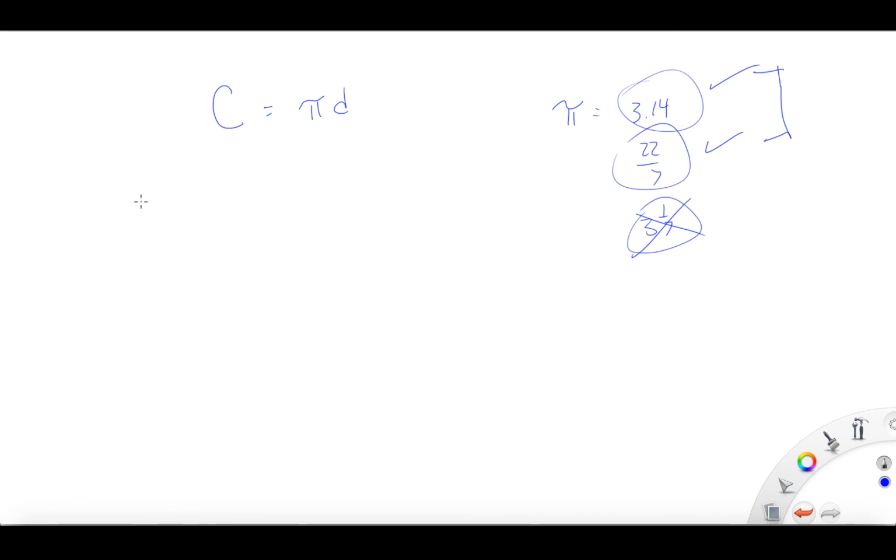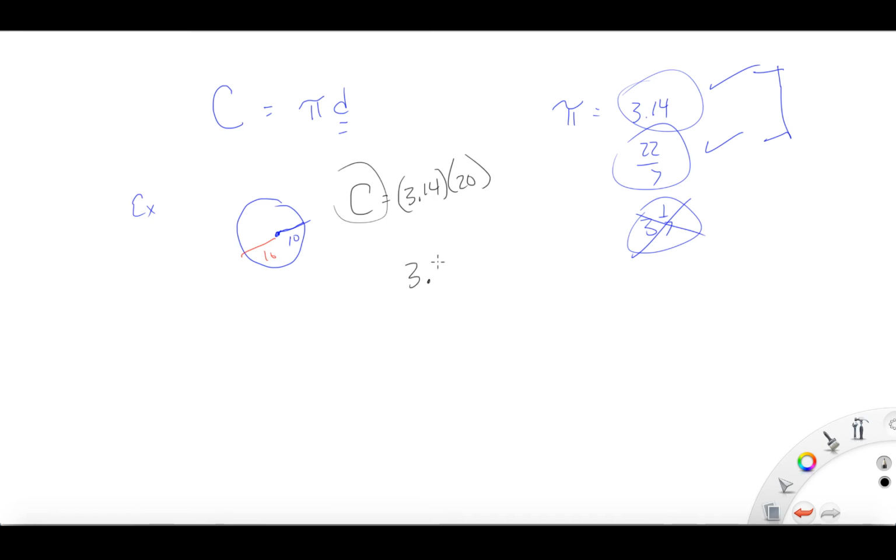Okay, so in example 1, the example asks us: the radius of a circle is 10 centimeters. So radius means that it's only half the circle. What is the circumference? Well, here the equation said diameter. If half of this is 10, the other half is also 10, which means the diameter is equal to 20. So circumference equals 3.14 times 20, and we can solve for that.